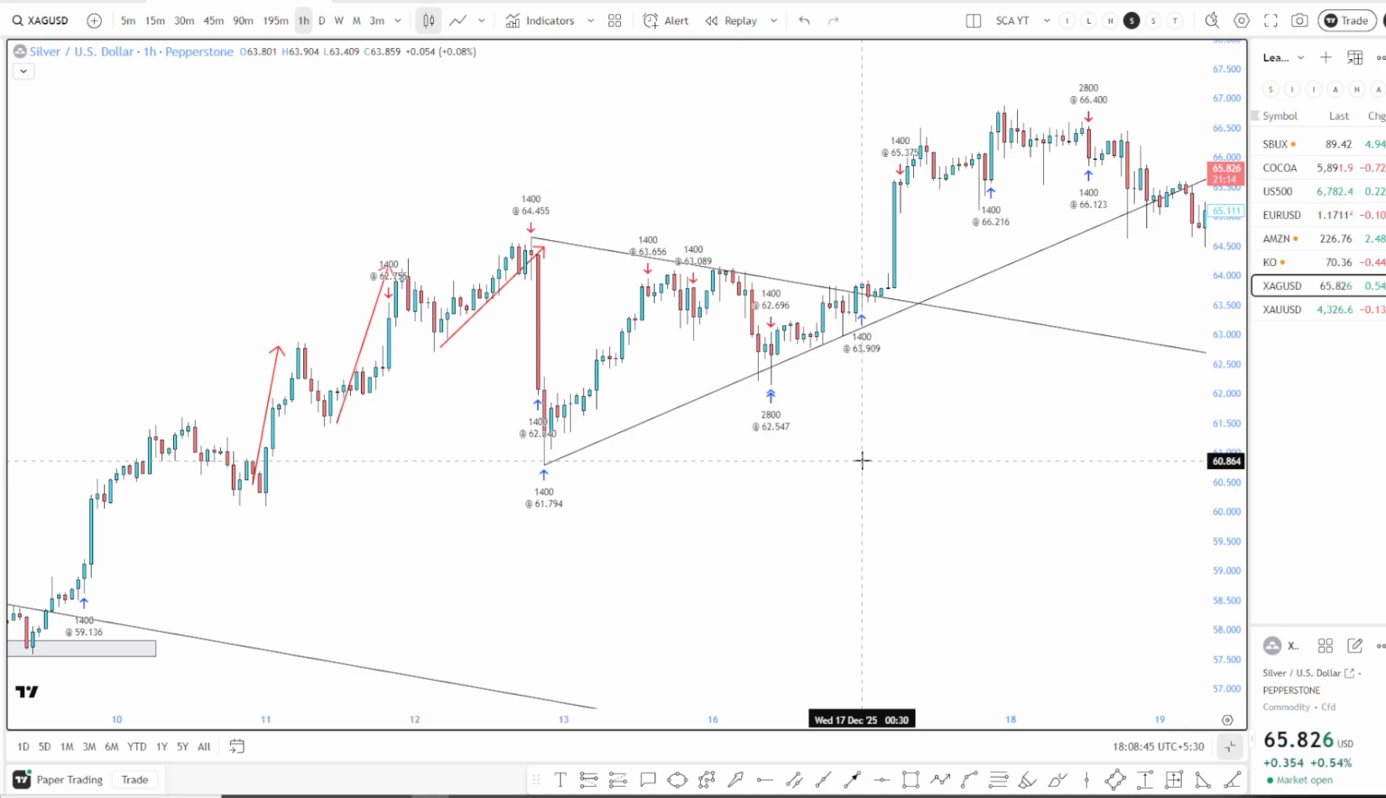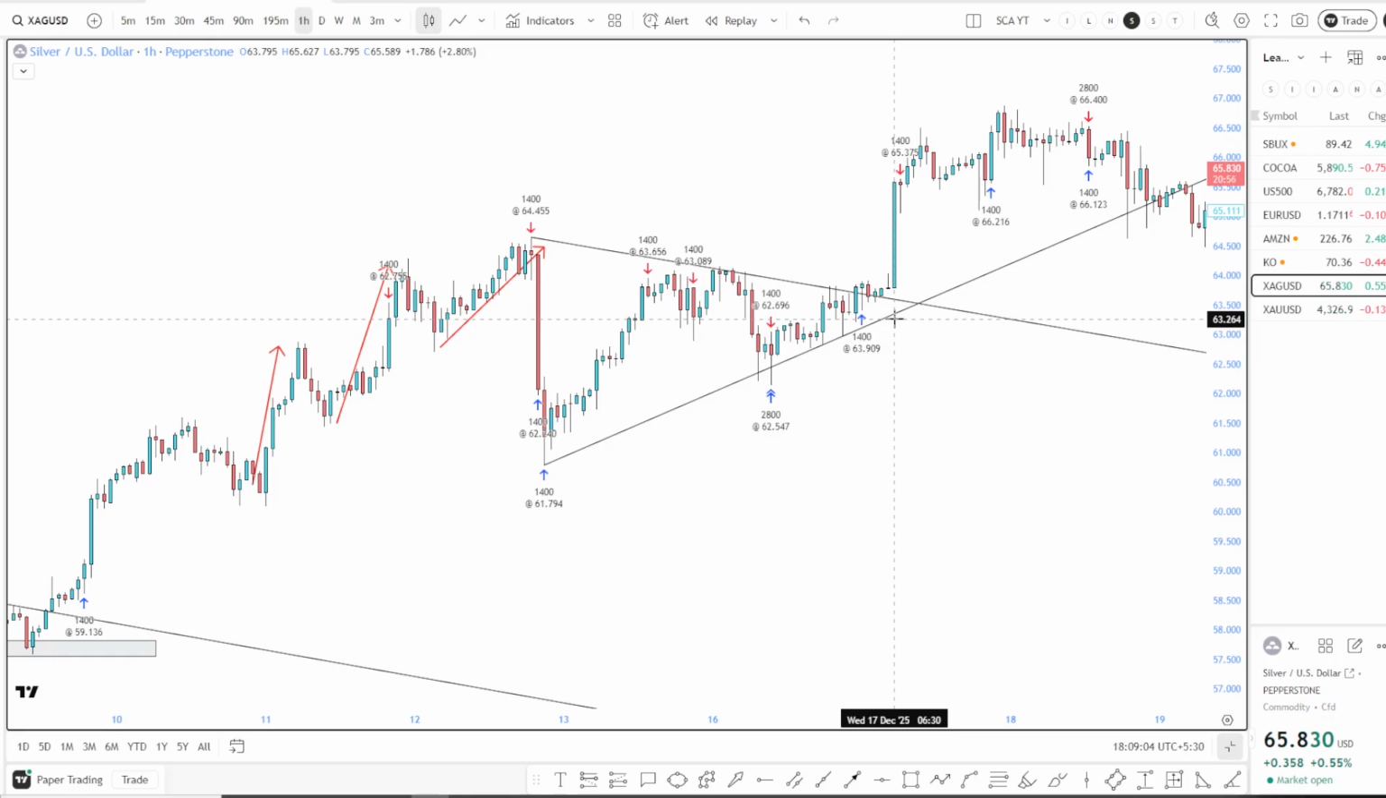If you're a pure price action trader, then again, as you can see, it was making higher lows. Even though it's not higher highs, it was making higher lows. And here it was getting squeezed, you can say, like a spring. That's what we see here.